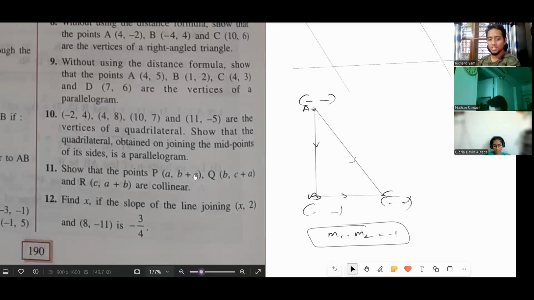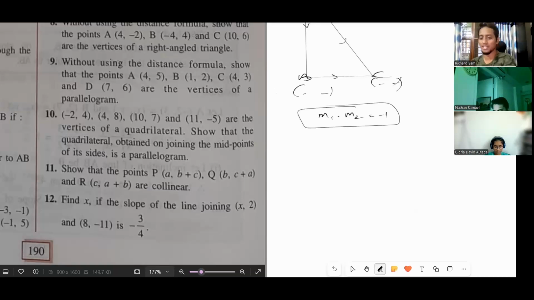Show that the points P, Q, and R are collinear. What is the meaning of collinear? Three points are collinear means the three points are on a straight line. See, here A, B, C are collinear. So how will you prove that A, B, and C are collinear, or P, Q, R?